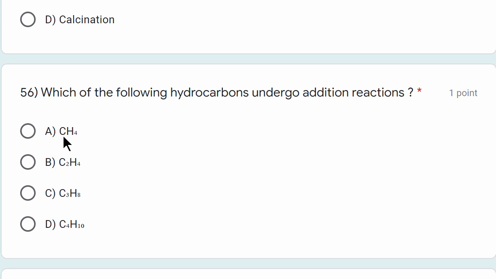First is methane. CH4 is methane. So methane is a saturated hydrocarbon. It doesn't have any unsaturated elements, so it only has a single bond. C2H4 is ethene, which basically means it is unsaturated. So this is the correct answer. C3H8 is propane and this is butane. So these three are the alkane family. This is an alkene family. Okay. Next question.